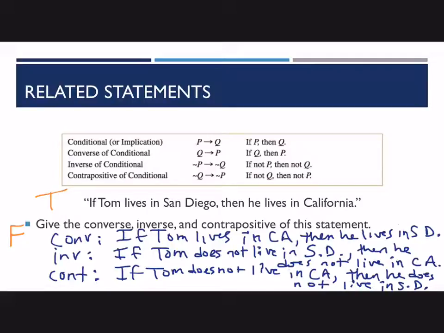The inverse, if he does not live in San Diego, then he does not live in California. Well, that's false. For example, if he lives in Los Angeles, that's not living in San Diego, but it's still living in California. And then the contrapositive, if Tom does not live in California, then he does not live in San Diego. So if he's outside of the state, then he's not in that city. That makes sense. That's true. Notice in this case, the conditional and contrapositive happen to both be true, and the converse and inverse happen to both be false.